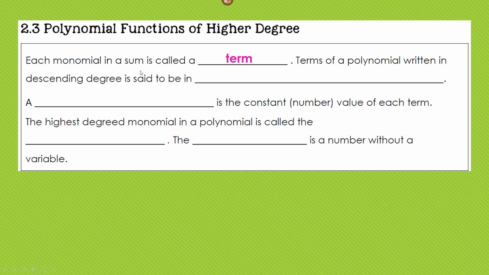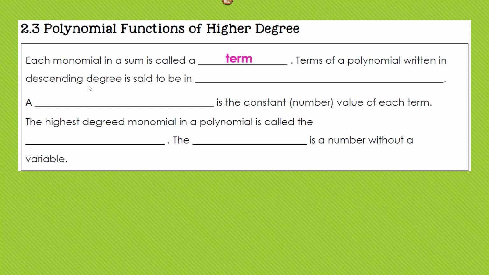It says each monomial in a sum is called a term. So when we talk about a monomial, we're talking about a product of a constant and a variable raised to some power. So 5x squared is a monomial. 10x cubed is a monomial. It's one term, right? There's no plus or minus in there. All right, so each monomial in a sum is called a term.